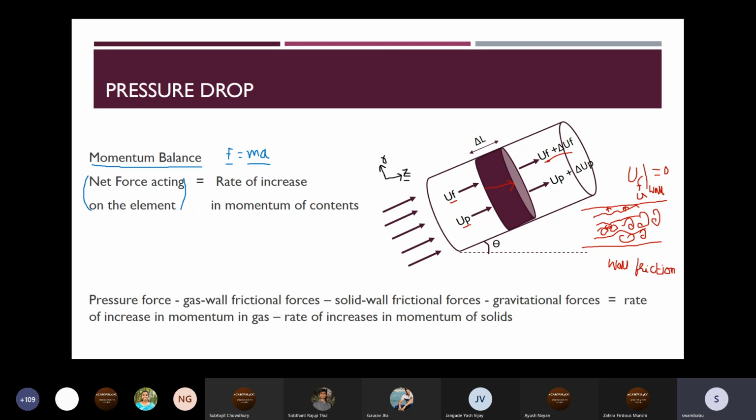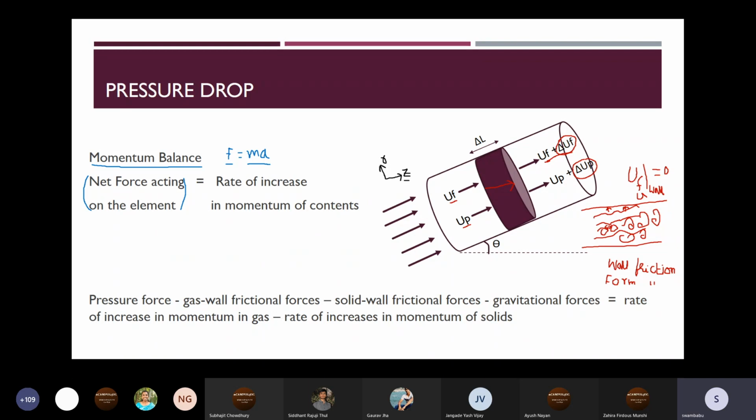Whenever there is interaction between the fluid particles, there is some kinetic energy loss. That energy loss due to the intermixing between the fluid particles is called form friction. Because of this friction, the fluid loses its velocity. The velocity of the fluid tends to decrease, and that decrease in particle velocity is assumed to be delta UF.